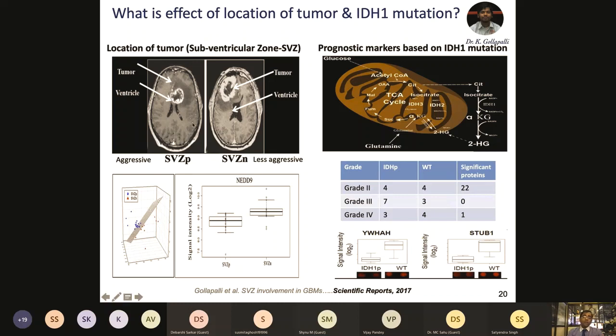And looking at these patients, we got radiological images and found that some patients have the tumor very close to the ventricle region, and in some patients it's quite far apart. So these were termed SVZ positive, subventricular zone positive. They were quite aggressive tumors, and these patients will die in 3 to 6 months. Whereas SVZ negative tumors, when the tumor is slightly far from the ventricle region, were less aggressive. These patients can go slightly longer, maybe 1 to 2 years. So even the location of the tumor is actually quite important.